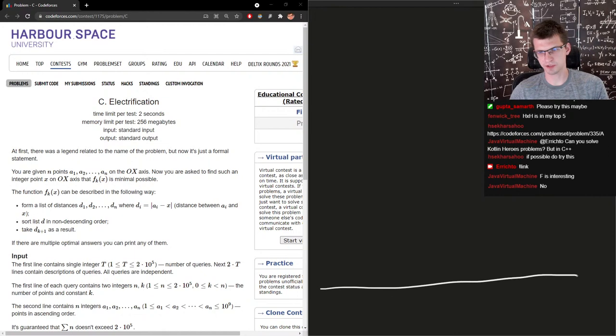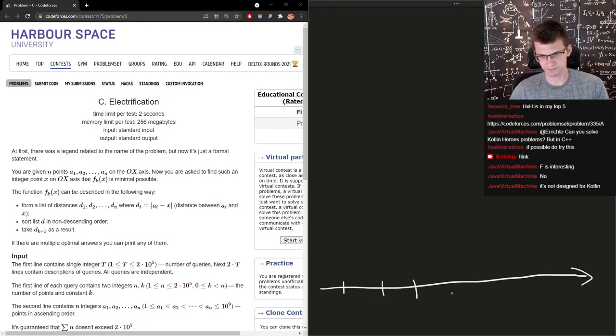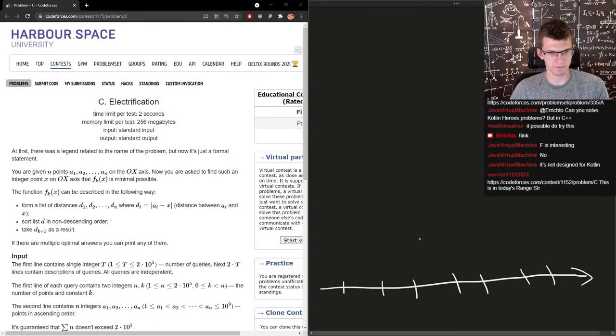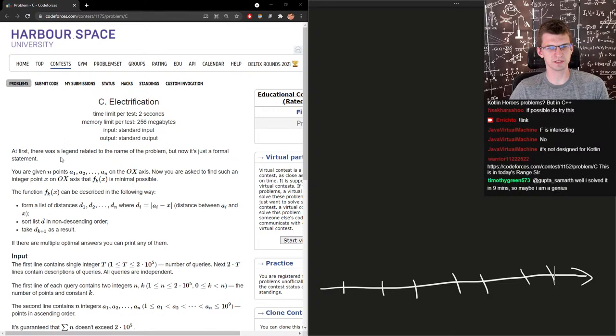There is a bunch of points. Why is k at least 1? No, k is at least 0. Then why do they say k plus 1 instead of just giving k from 1 to n? Maybe because of that previous story in the statement.